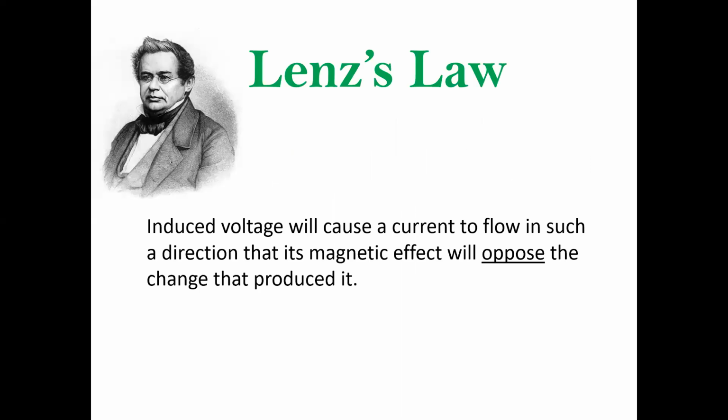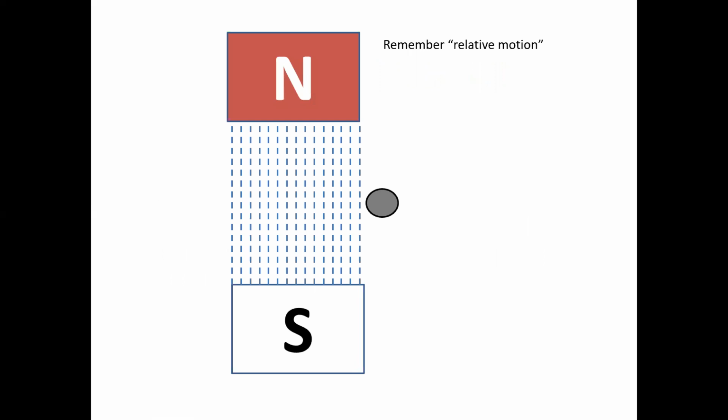Lenz's law is going to be used to help describe what's happening in this situation. Lenz's law states that an induced voltage would cause a current to flow in such a direction that its magnetic effect would oppose the change that produced it. Oh man, that's a mouthful. What that simply means is that when we generate a voltage, that voltage will want to oppose the initial source that created it. Kind of a mouthful when it comes to a definition. Let's see how it's actually applied.